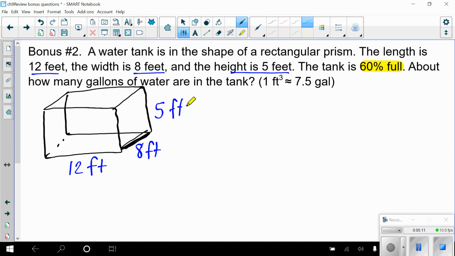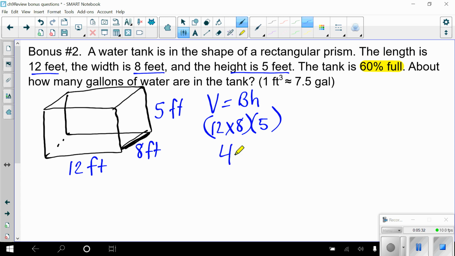All right, volume. Volume equals the area of the base times the height. So 12 times 8 times 5. 12 times 8 is 96. 96 times 5 is 480 cubic feet.